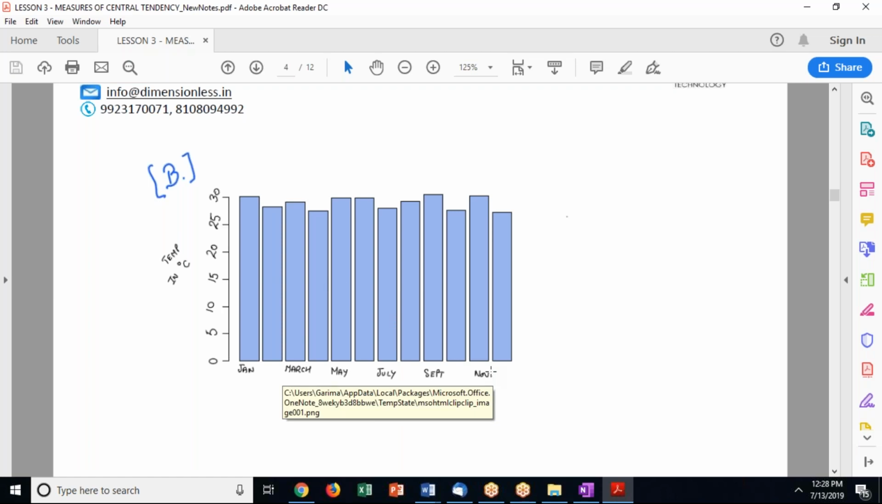We don't have a mode in this. It's almost the same. The pattern is almost the same. We cannot say the mode at one particular point, as 2-3 places have the same data. Okay. So what kind of distribution is this? Almost similar. Categorical.